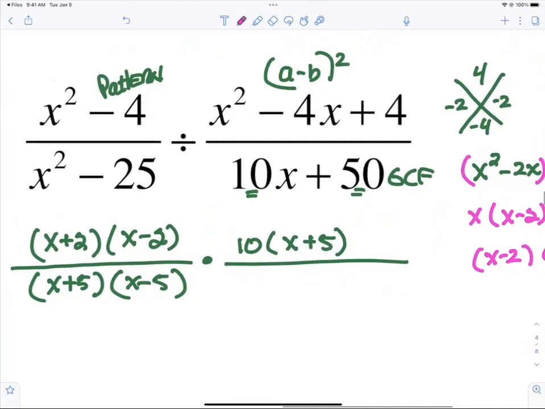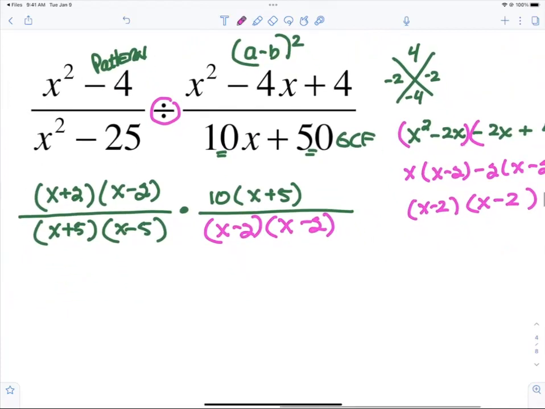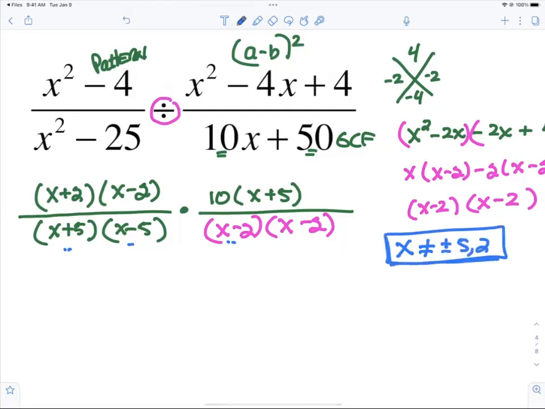Moving back to my problem though, this now becomes the denominator when I did the flip, and this is now going to be x minus 2 times x minus 2. If you had to list excluded values, you would take each denominator factor, set them equal to 0. X would not be allowed to equal positive or negative 5 or positive 2, just to kind of keep that skill fresh in your mind.